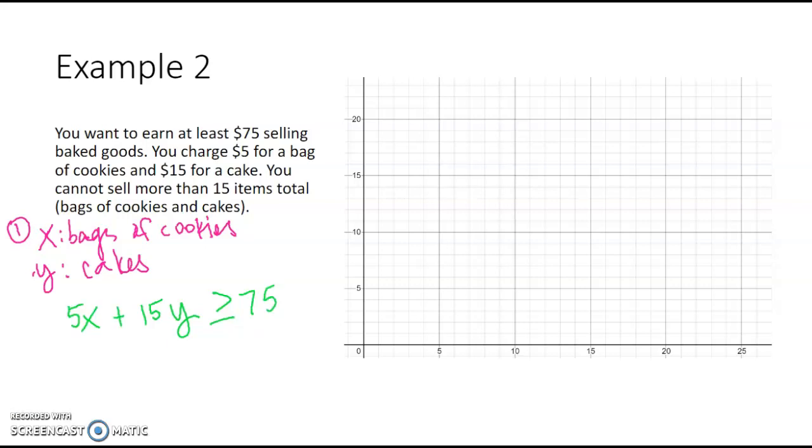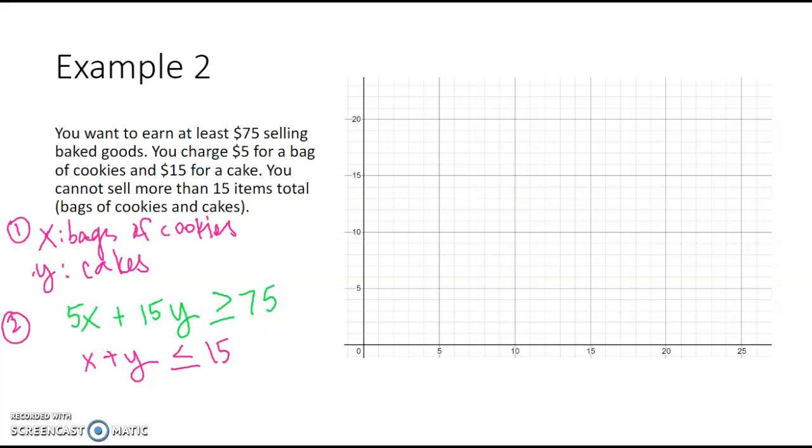Our second relationship has to do with the number of items that we can sell. We cannot sell any more than 15. So when I consider all of the bags of cookies and cakes that I make, I can't have any greater than 15, okay? So we've defined our variables. We've written our system of linear inequalities. Now I want to graph these two inequalities.